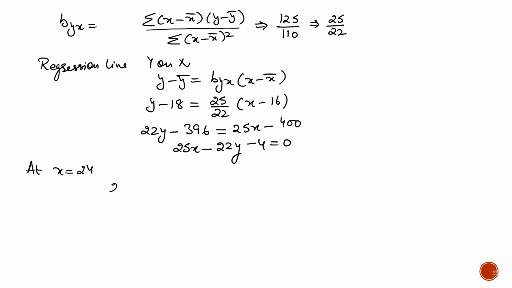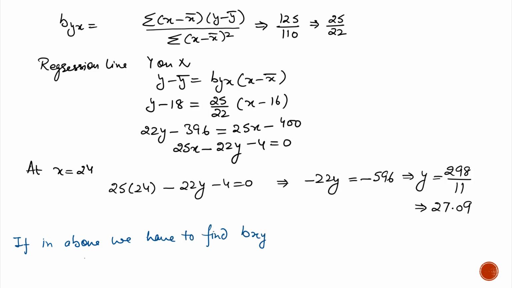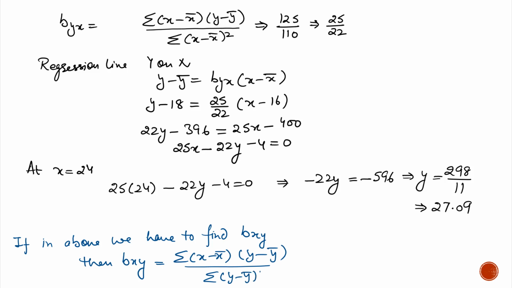At x equal to 24, value of y is 298 upon 11, which equals 27.09. If in this question we want to calculate x on y, so first of all we will calculate bxy, which equals summation of x minus x bar into y minus y bar, divided by summation of y minus y bar whole square. We will apply this kind of formula only when the values of x and y are very big.